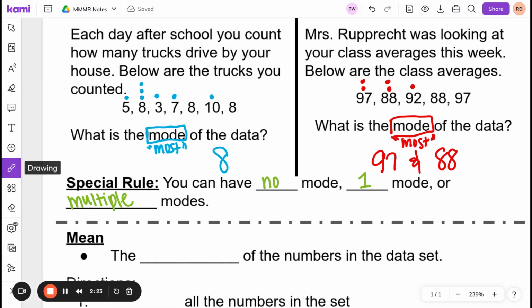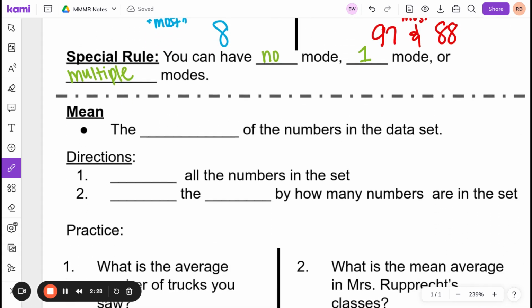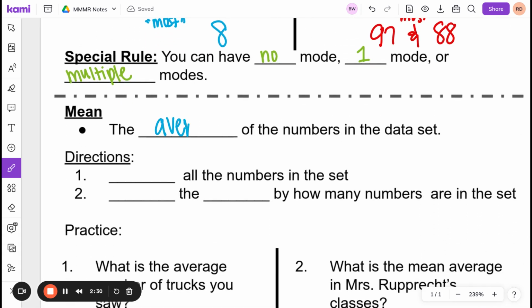The next summary type we're going to focus on today is the mean. The mean is a fancy way of saying the average of the numbers in your data set. So I like to think about this as your grade. Your grades are an average of what you get. And so that's kind of what we're going to look at right now.